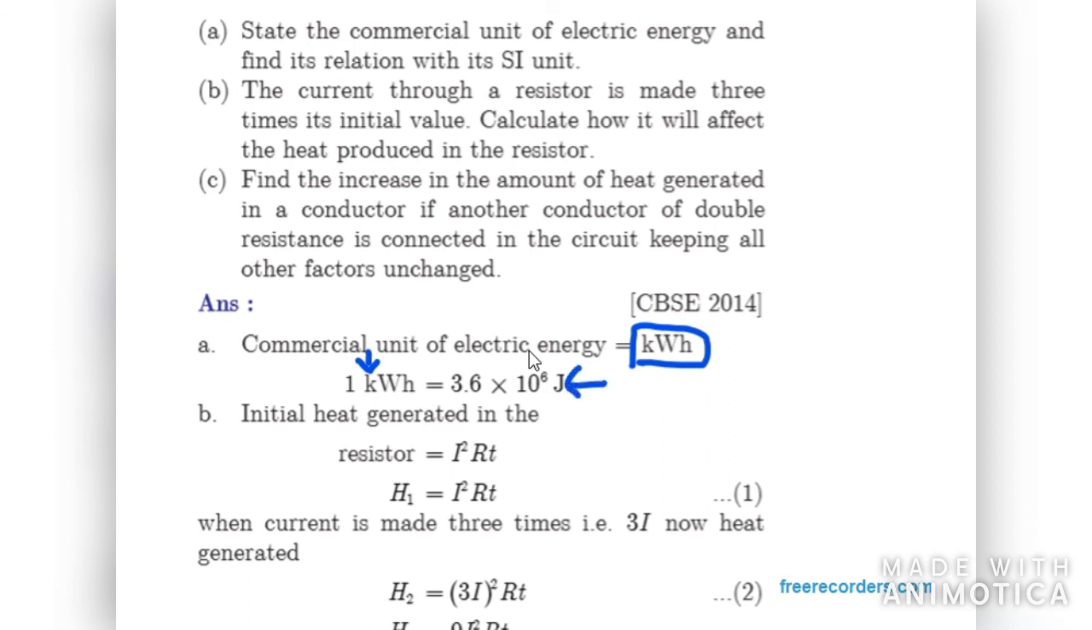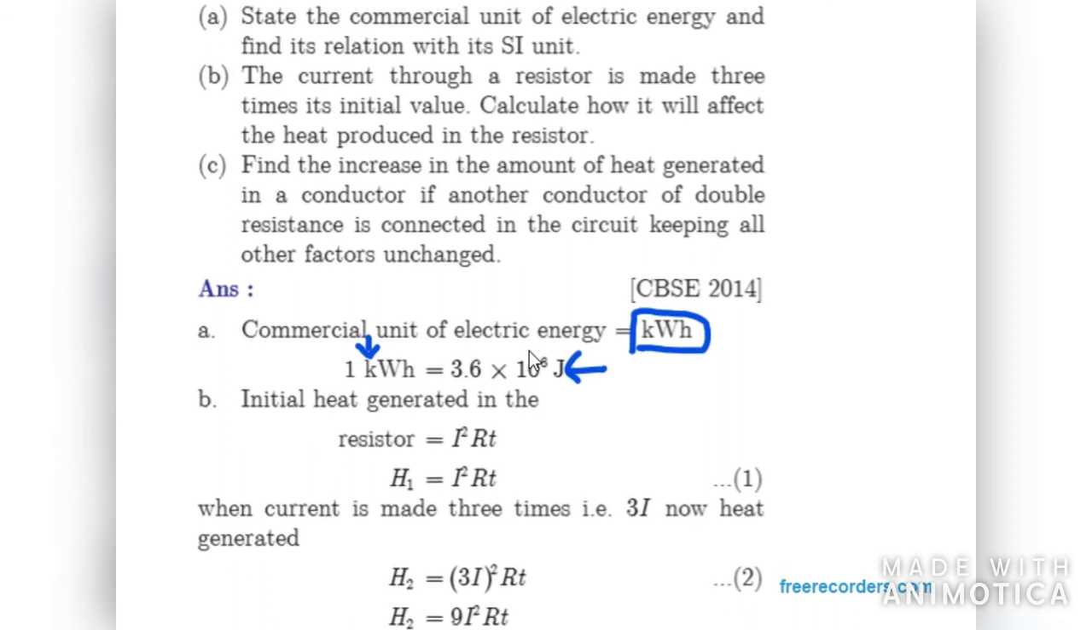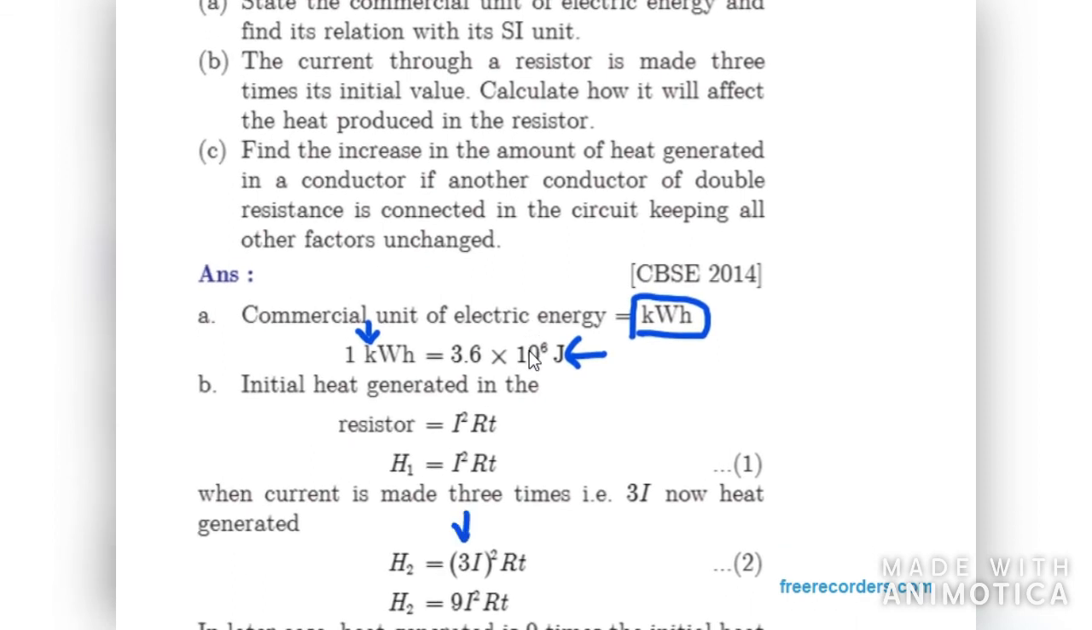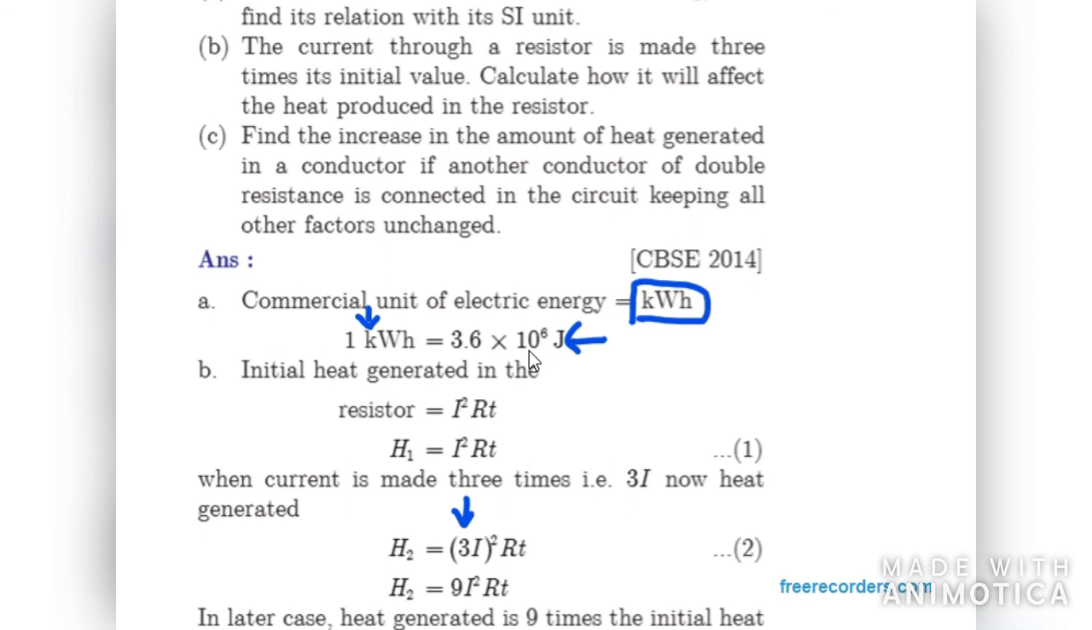Now the second one, the current through a resistor is made 3 times its initial value. Calculate how it will affect the heat produced in the resistor. Now the current has been thrice. So thrice square is 9. That means 9 times of it. 9 times of initial heat generated.